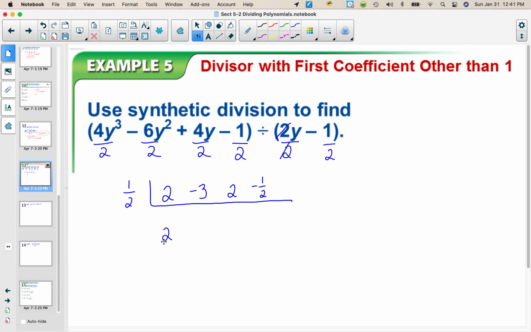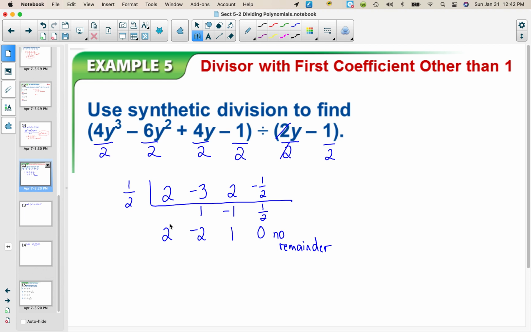Now most of these fraction problems are going to be pretty simple. Half of 2 is 1. Then you add these, you get negative 2. Half of negative 2 is negative 1. And then you add these and you get 1. Half of 1, half times 1 is just a half. And when you add these, you get 0, which means no remainder. That makes life a little easier. The remainder problems, we're going to have some extra steps too.